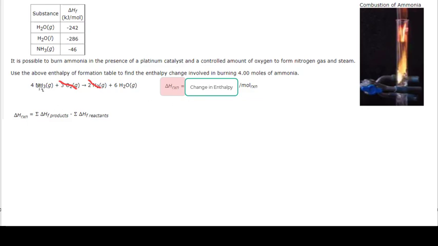Well, let's look here. We've got our ammonia, and the reaction says that this is one of the reactants, that we're going to need 4 moles of ammonia, because this is going to be per mole of reaction. That's how AP deals with these enthalpy of formation tables. So we have to find out the total enthalpy of 4 moles of ammonia.